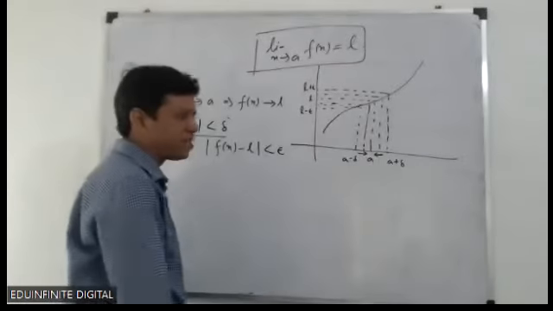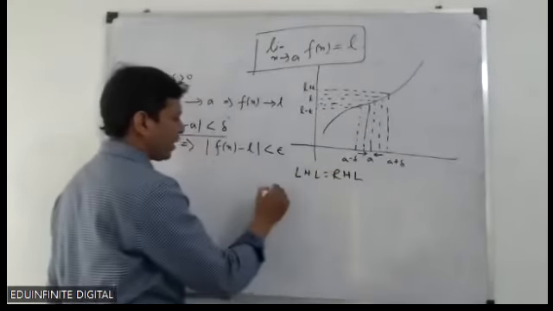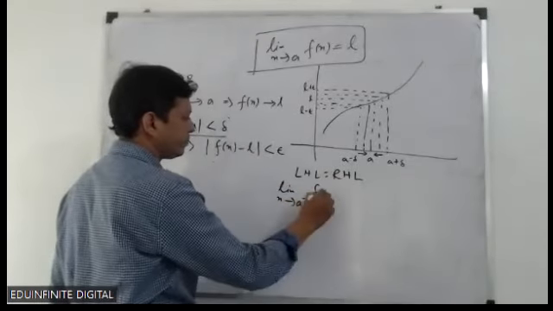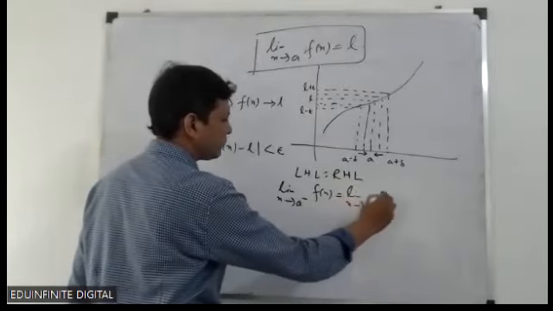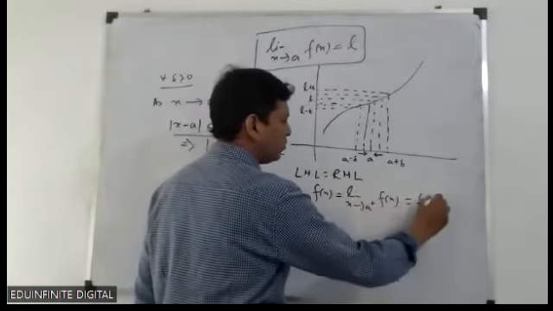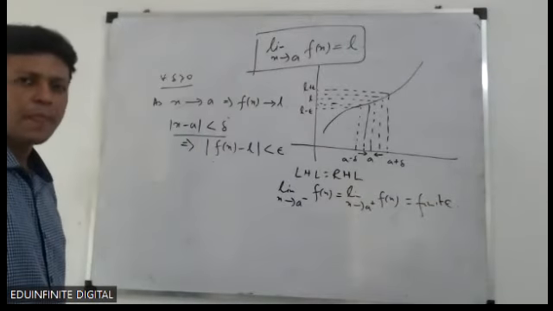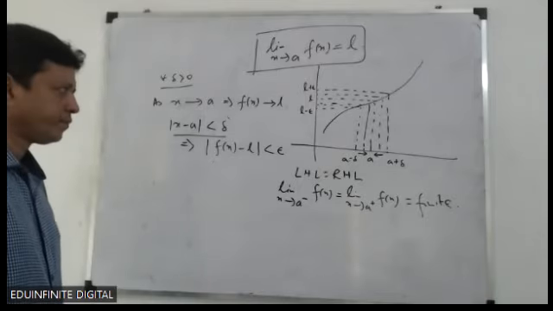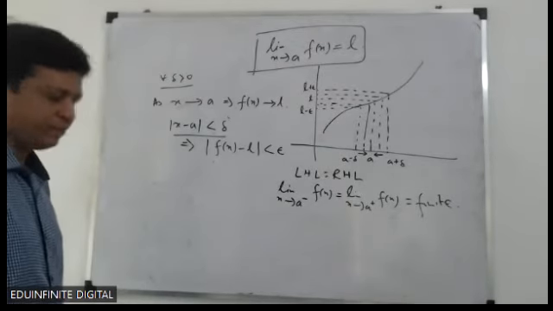And when does the limit exist? Left hand limit equal to right hand limit. What is the left hand limit? Limit x tends to a from the left, equal to some finite value. Then the limit exists. Okay, that was the limiting concept.